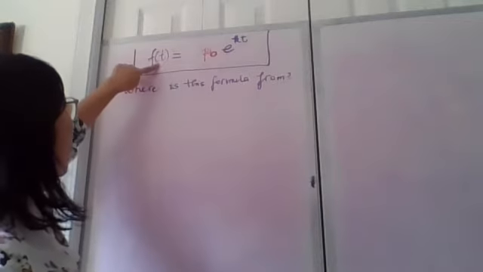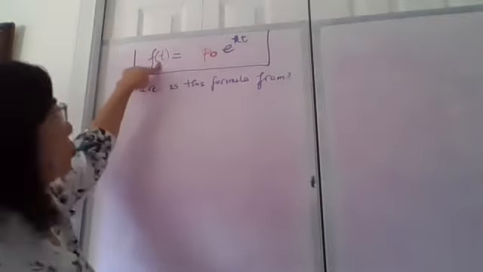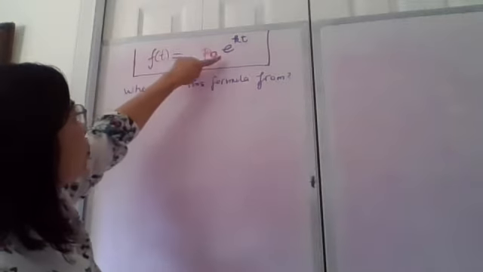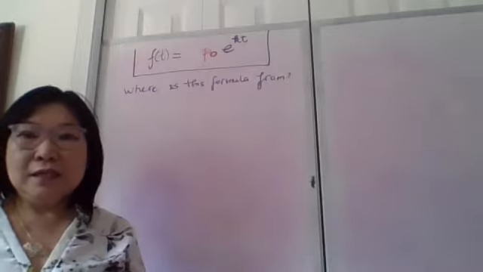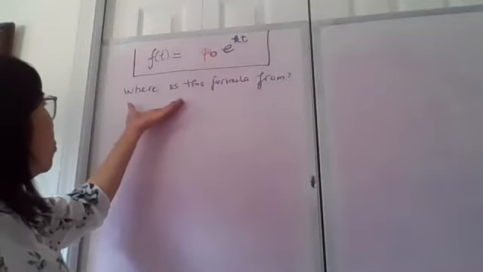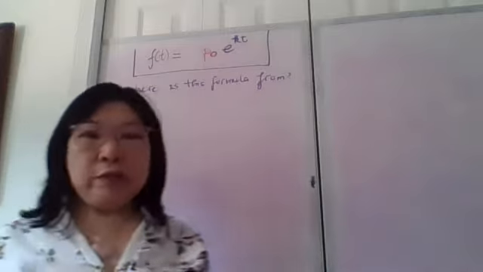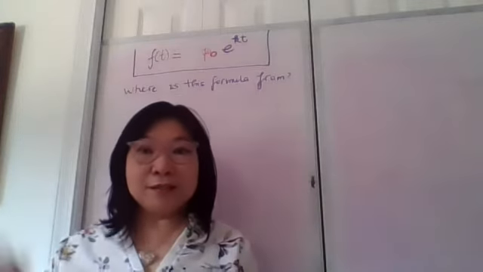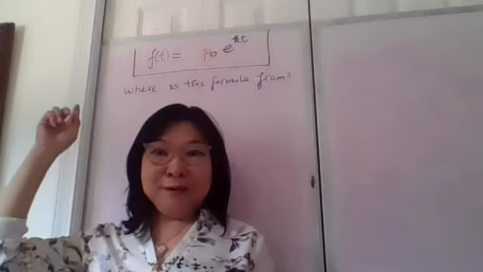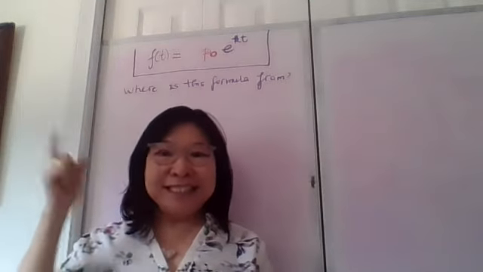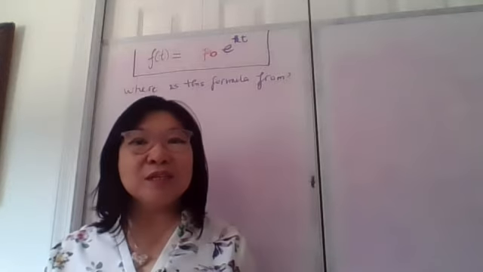You see on the board, I have a function f of t, where t represents the time, equal to p0 times e to the k times t. So my question to you, where is this formula from? Where is this formula from? Now, if we don't know it, we still can solve the math because our mathematicians have derived the formula for us. So all we do is copy it and solve our problem.